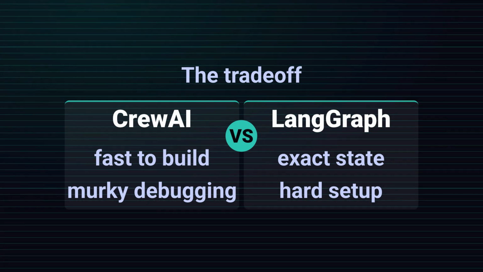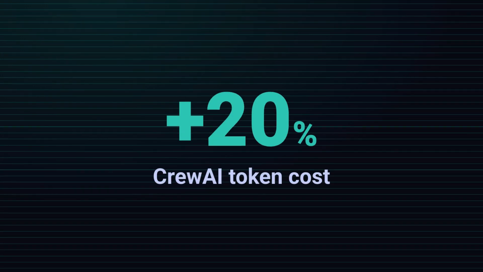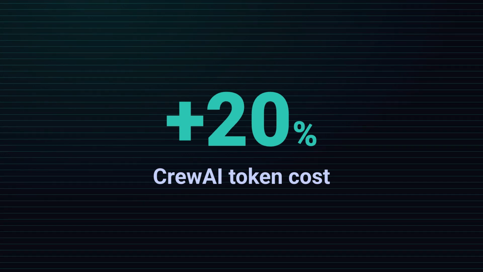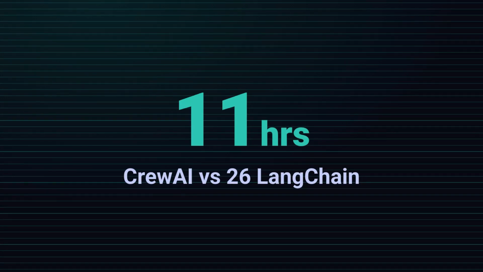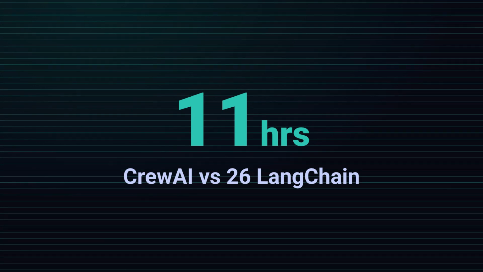Now the numbers, because vibes aren't a verdict. Token cost came out roughly 20% higher on CrewAI for the same task, thanks to all the inter-agent chatter and reasoning overhead. Latency was comparable, though LangGraph edged ahead on the paths where I could skip unnecessary steps with conditional logic. Total build time, though, was lopsided. About 11 hours in CrewAI versus 26 in LangChain. Most of that difference eaten by setup and debugging friction on the LangChain side.